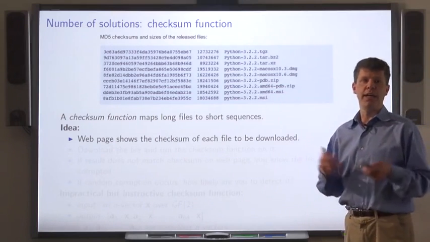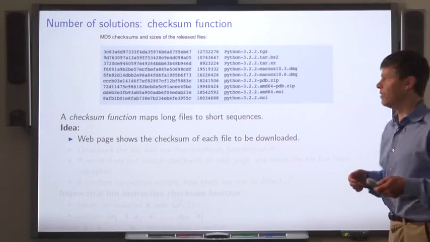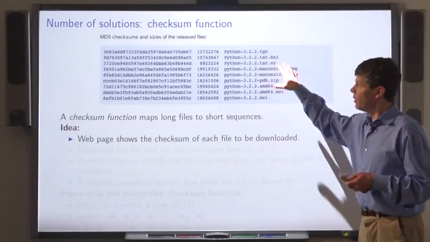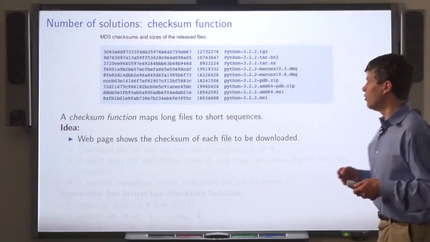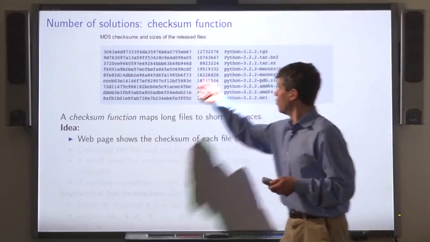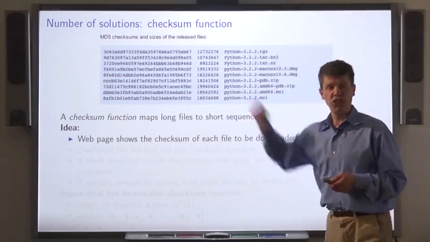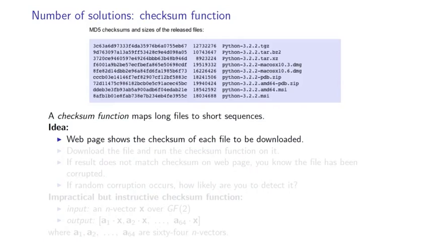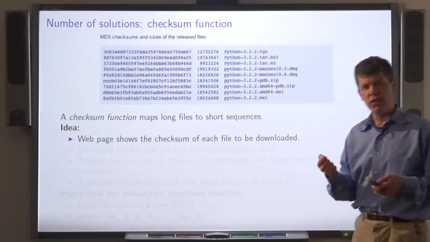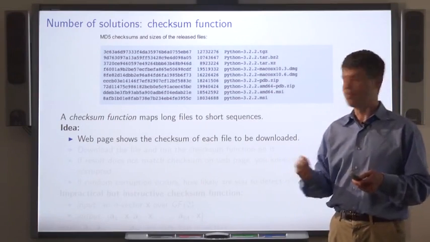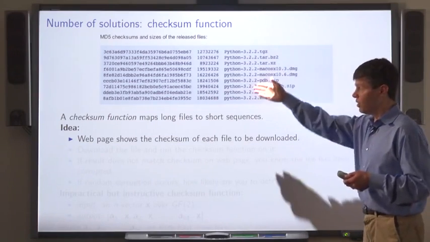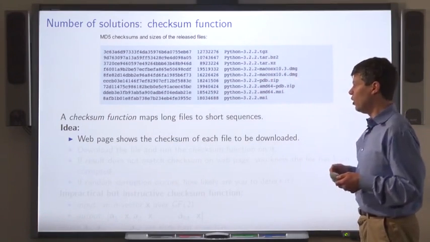Now we're going to look at a simple application of these ideas. If you go and download Python, you'll see these numbers to the left of the different downloads. These are checksums. A checksum function maps long files to short sequences to enable you to check whether a file you've downloaded has been corrupted.